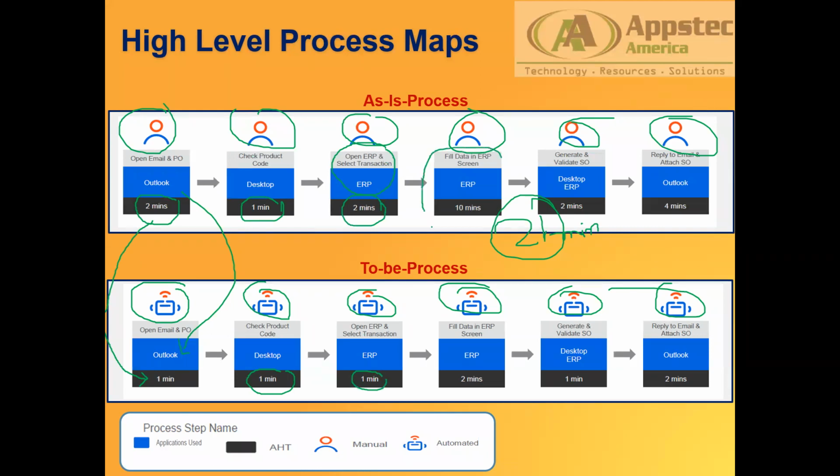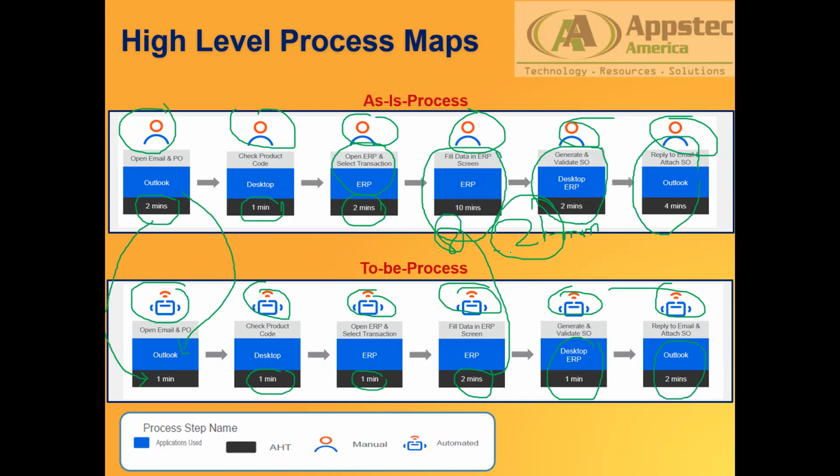To fill the entire data into the ERP screen, I needed 10 minutes. See the amount now. Bot is taking only 2 minutes, a drastic reduction of 8 minutes then and there, right? Generate and validate SO: human takes 2 minutes, bot takes 1 minute. Again, a reduction of a minute. Here to send out the email, I take 4 minutes, where a bot would take 2 minutes.